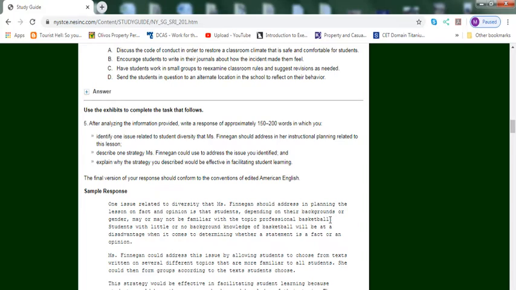Now, you describe your strategy, how it could be used to benefit the lesson, and how your strategy will be the most effective. Obviously, basically what you're doing is critiquing Ms. Finnegan's idea, showing how your strategy will be effective, and how it could be better than what she's doing. That's what they basically want.